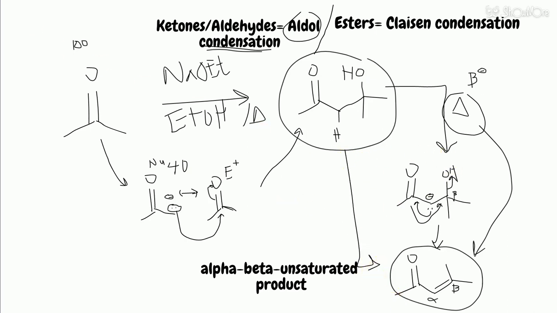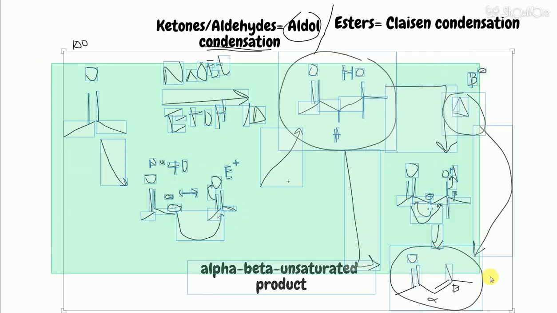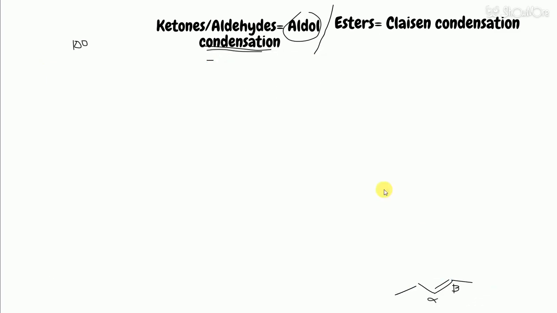Okay, so very important. Now let's look at the Claisen product. So I'm just going to take all this. All right, so got all that out of the way. Now let's look at Claisen. Claisen, I said, is with esters. So let's grab an ester right here.